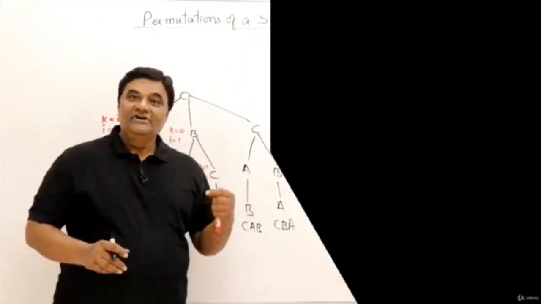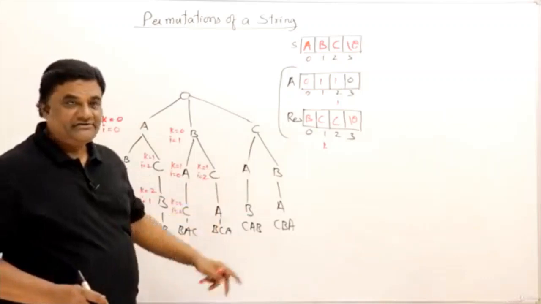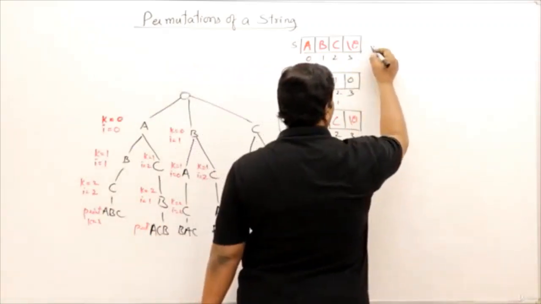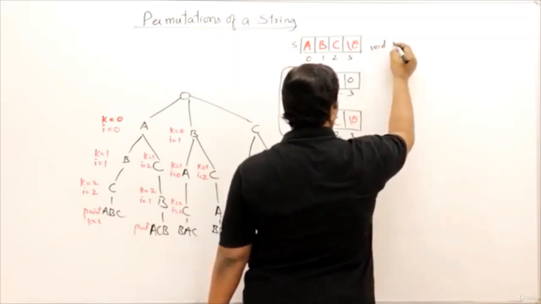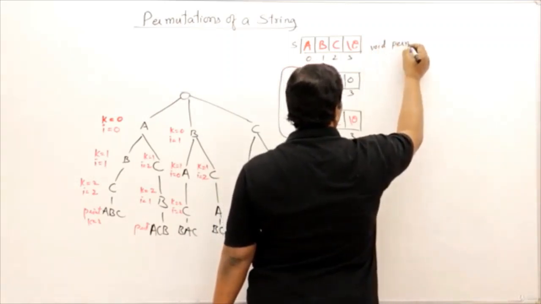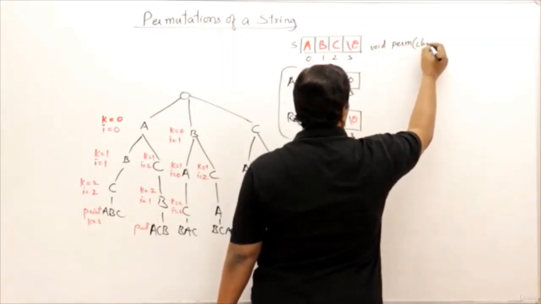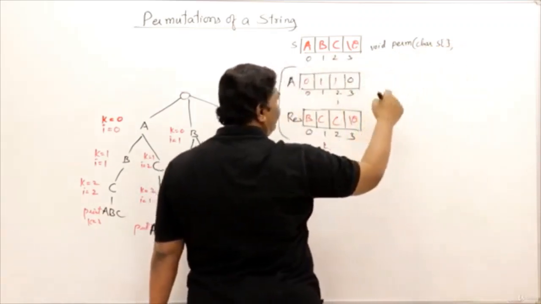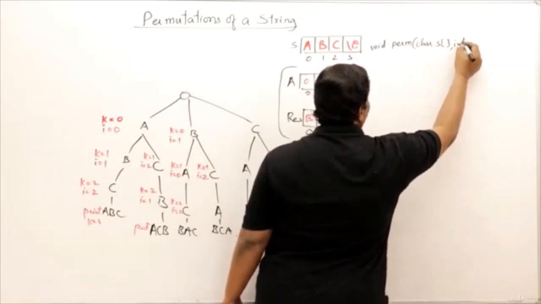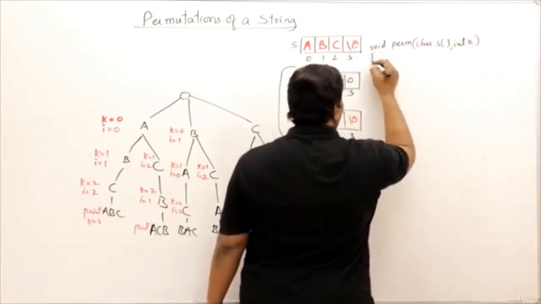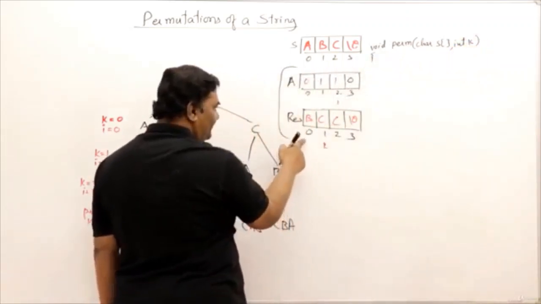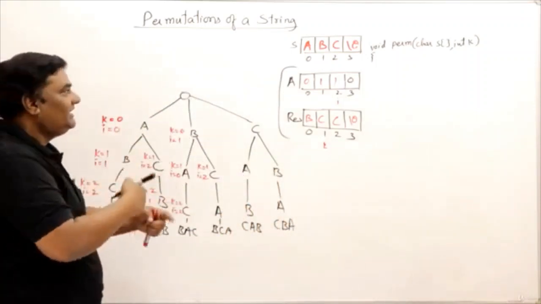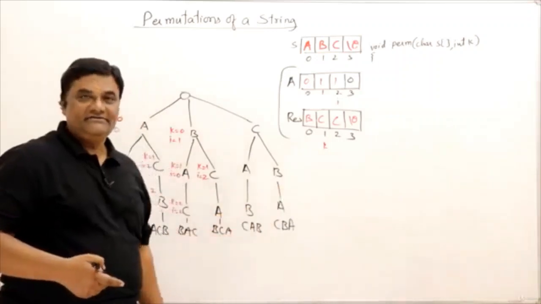Now let us write a function for performing this permutation. Let us start writing the function. Void, I will write the function name as PERM for permutation, and it should take an array of characters, that is a string, and also it should take K, that is the call number, for the result. You remember K is 0 here, K is 1, K is 2. In every call it will be incrementing K and calling itself.